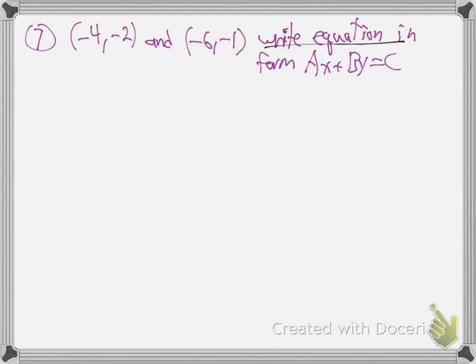It's another one where they want me to write the equation. They give me 2 points, and they want me to write the equation in that form in the end. In other words, they don't want y alone. They want x first, then y, then numbers. Well, we'll get to that at the end. How do we start off?